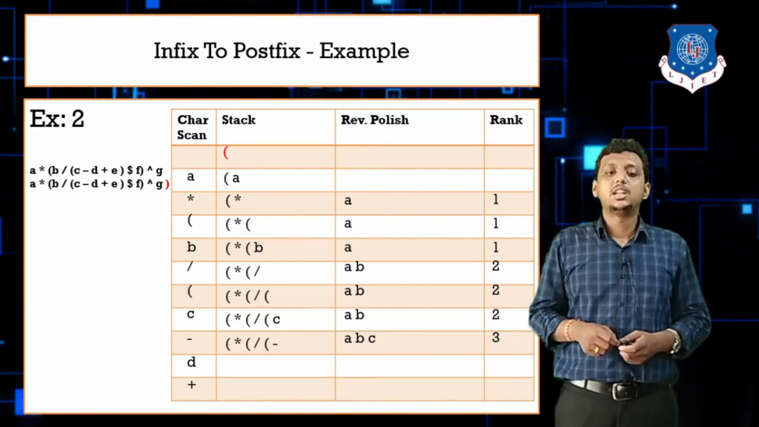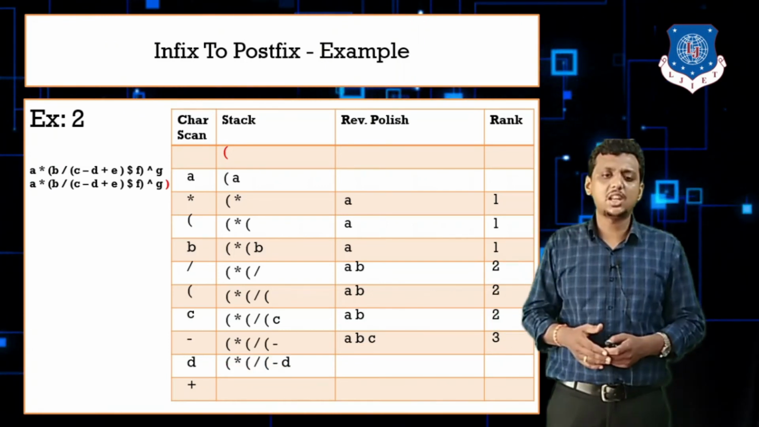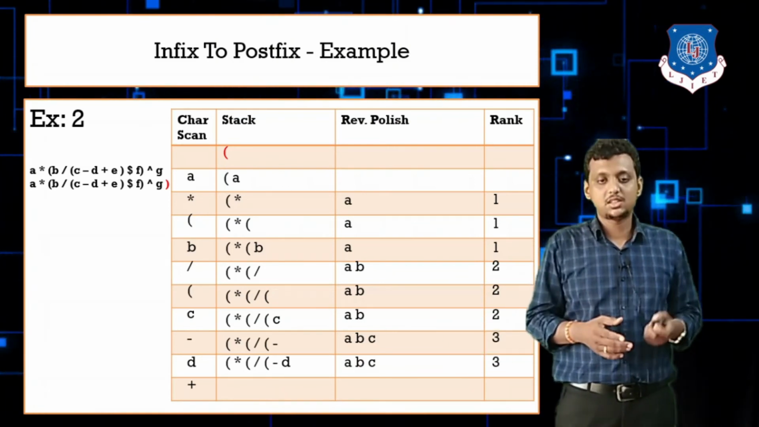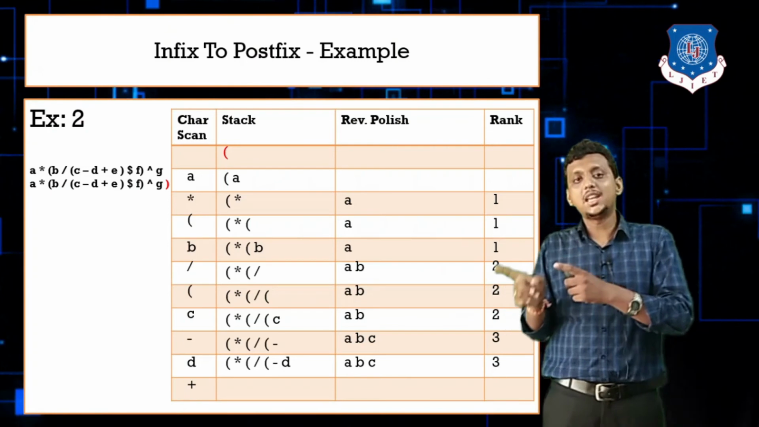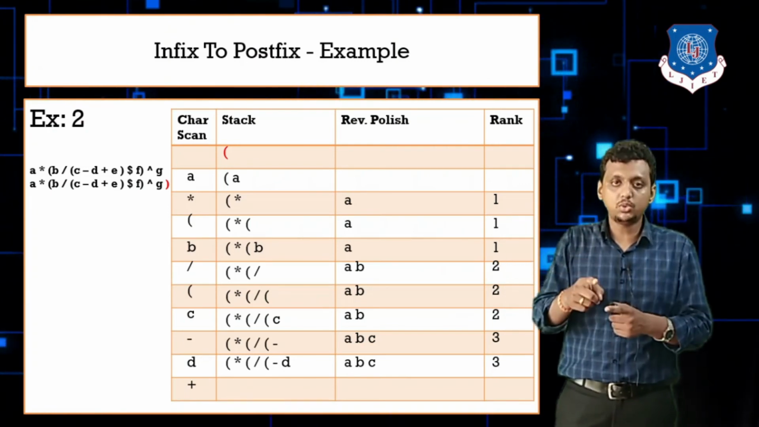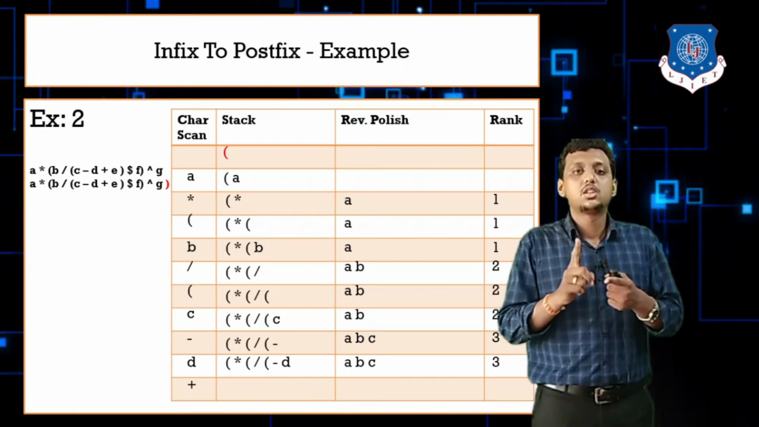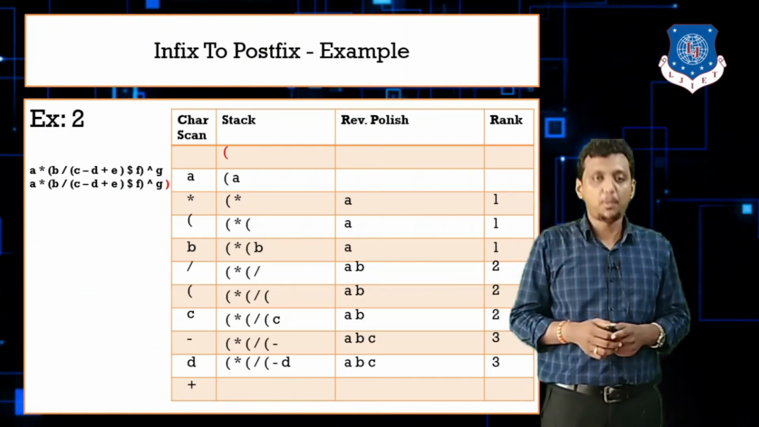Fine. Now, next we have D. Push D inside the stack. Okay. A, B, C, and rank becomes 3. Next we have plus. So D has the higher precedence than plus, so D will be popped out. Then in plus minus, see now the plus and minus come together. So minus will also get popped out.